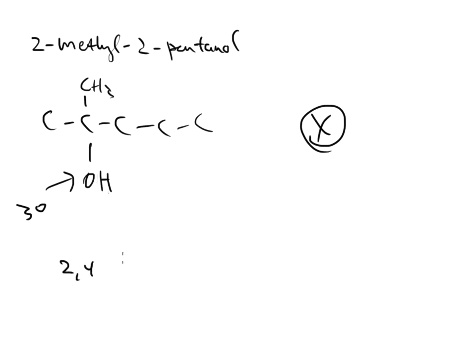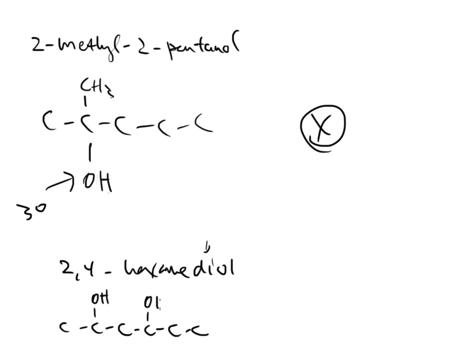Here we have a 2,4, and this is a hexanediol. So hex is 6: 1, 2, 3, 4, 5, 6. There they are. At carbon number 2 and at carbon number 4, there's diol. So di means 2. So there are 2 alcohol groups on this thing. Where are they? Carbon 2 and carbon 4. So here's an OH, and there's an OH.